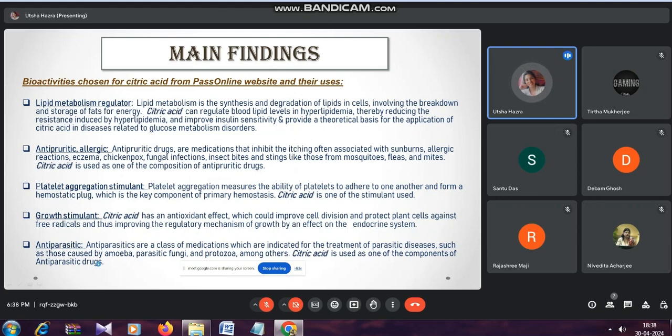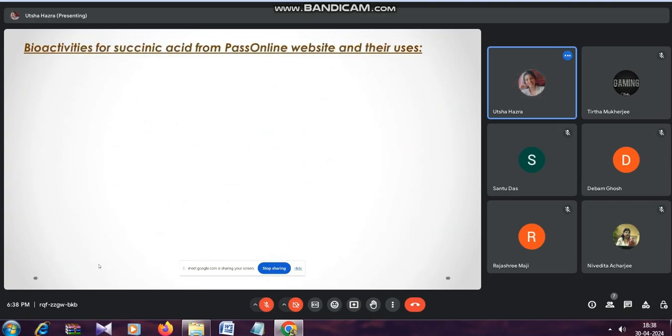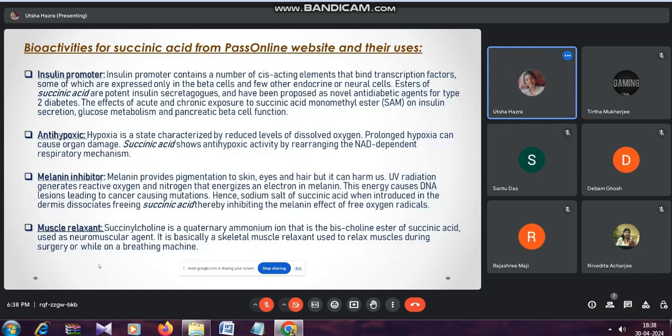Next, we come to the bioactivities chosen for succinic acid from the past online website and their uses. The first is the insulin promoter. As we all know, insulin is very important for our body, so succinic acid plays an important role in insulin promotion.